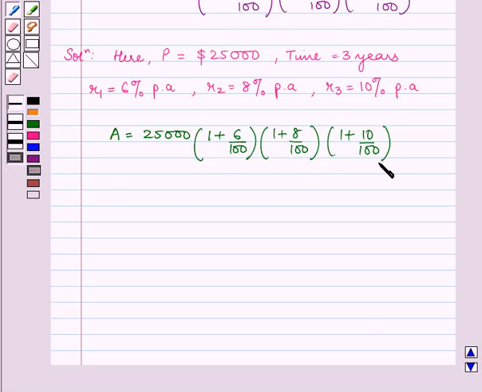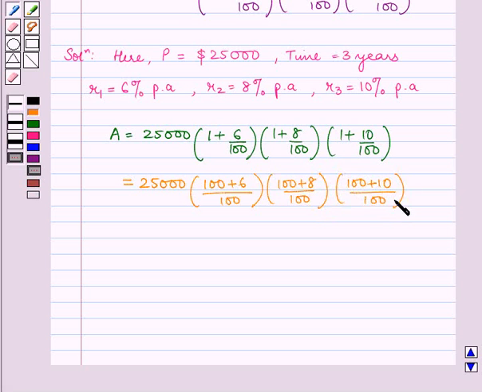Taking the LCM within the brackets, we have this is equal to 25,000 into 100 plus 6 upon 100 into 100 plus 8 upon 100 into 100 plus 10 upon 100, which is equal to 25,000 into 106 upon 100 into 108 upon 100 into 110 upon 100.